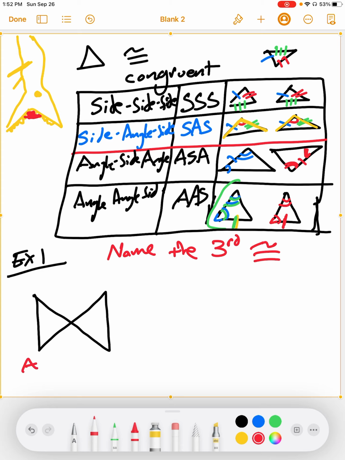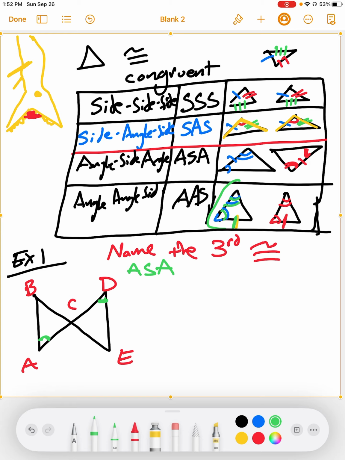Okay, so A, B, C, D, E. And let's say that they tell us angle A is congruent to angle D. And that's the only thing they give us. You say, well, we can't find, and they want us to get angle side angle. Well, angle A is congruent to angle D.